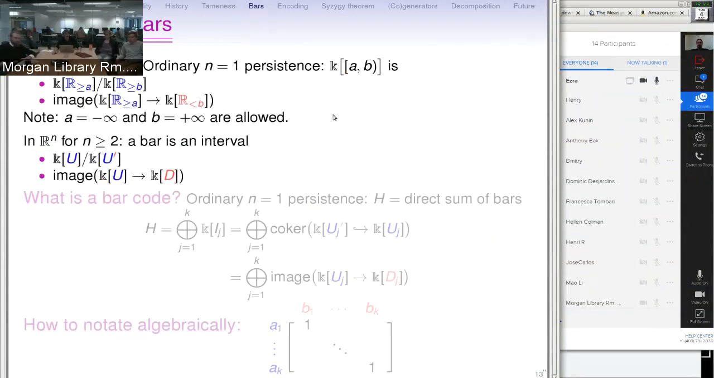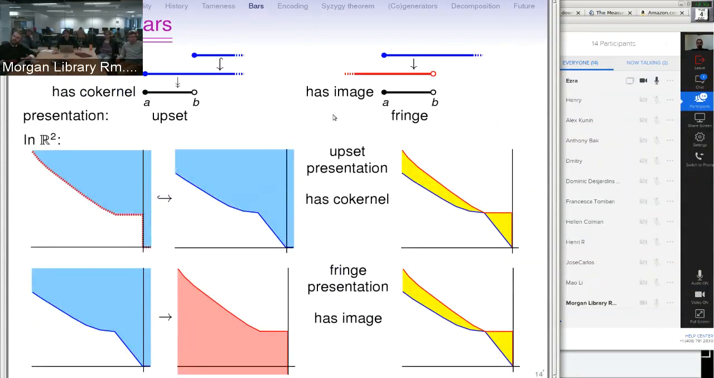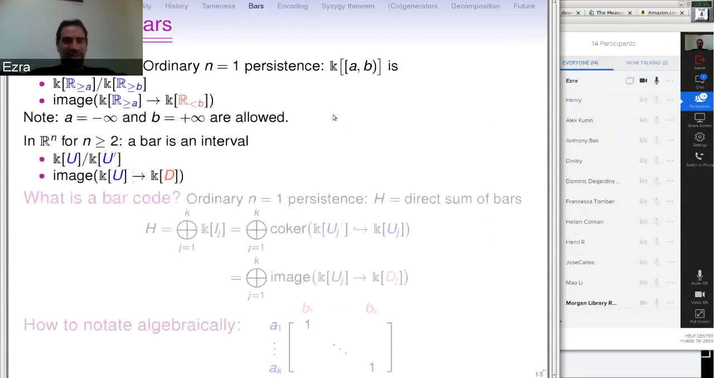Okay. I had a question, Ezra. So in 1D, anything you can represent with the upset presentation, you can also do with the fringe. Is that also the case in higher dimensions, that anything you can represent in one representation, you can do in the other, and vice versa? The answer is yes, and we will get there. Okay, cool. Good. That's exactly one of the points.